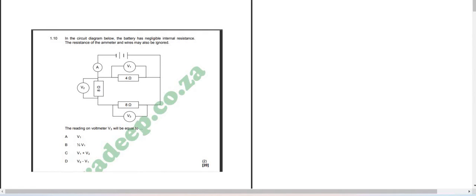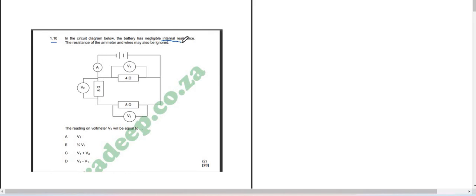So even when you're sitting in an exam, you should not be spending too much time on this question. But in this video, I'm going to be as slow as possible so that you understand. So it's question 1.10, right? It says in the circuit diagram below, the battery has a negligible internal resistance.